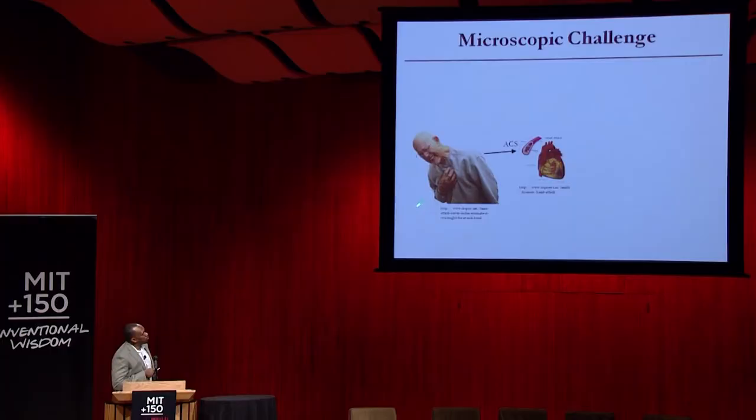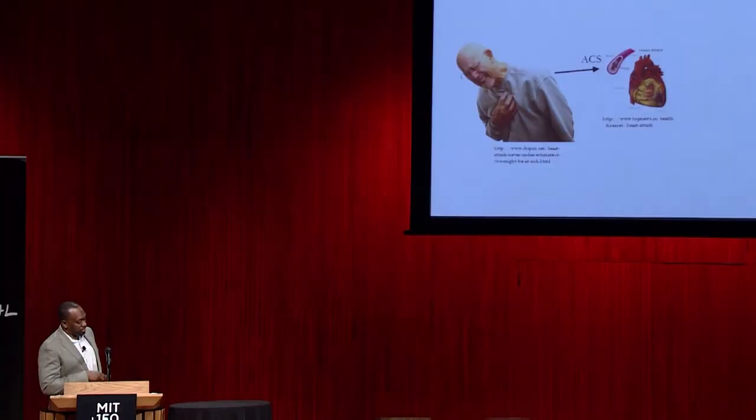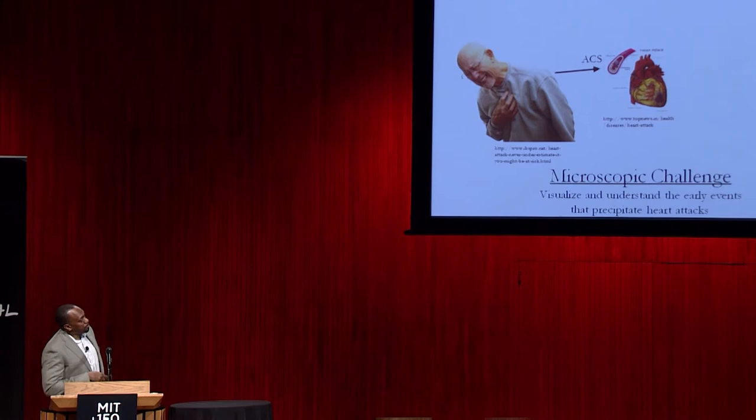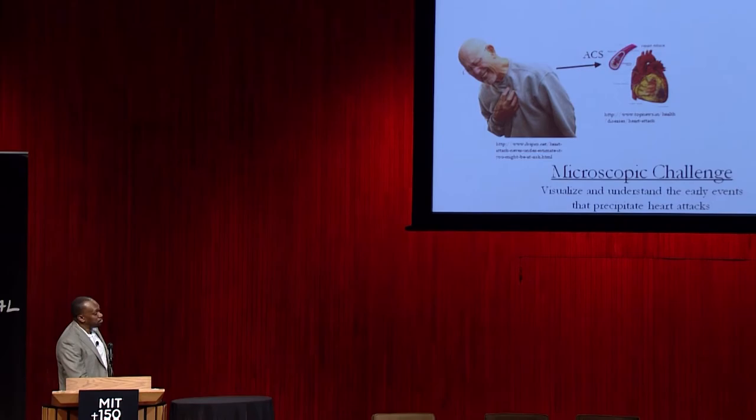Well, here's our very mature gentleman here who's grasping his chest because he has discomfort. And if you look at the heart, at this point in time, there's a blockage within a vessel that feeds the heart. That blockage actually breaks open. It's called plaque rupture. A clot forms in the vessel, and then blood cannot flow through that vessel anymore, and the heart dies. So the microscopic challenge here, I would say, is to visualize and understand the early events that precipitate heart attacks.